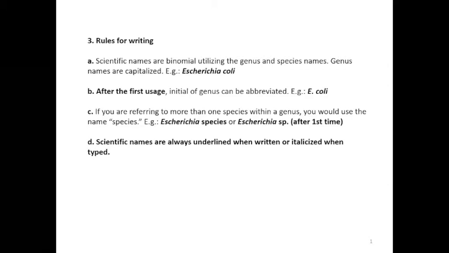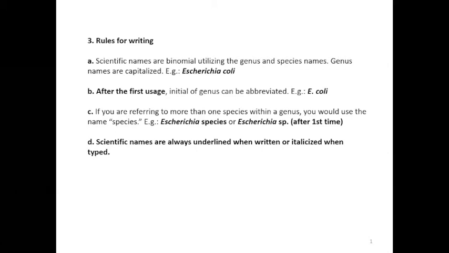Now, after you've talked about this organism once, you can then simply abbreviate the genus, E. coli. So we've all heard of E. coli, right? Okay, because we've all heard that, then you can abbreviate the genus, and then you write out the species. Simple. What if I'm talking about all of the species within the genus Escherichia?